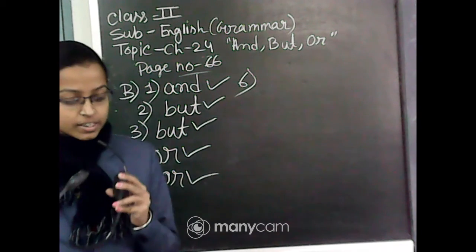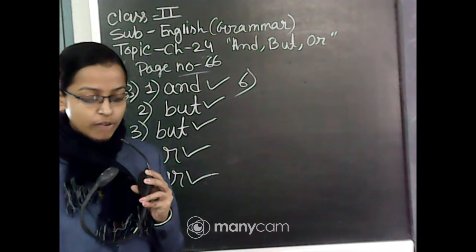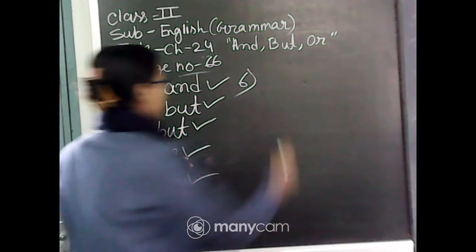So number 5, is the jug full of water or is the jug empty? Number 6, which umbrella do you like, the white one or the black one? Yes, it will again be or.